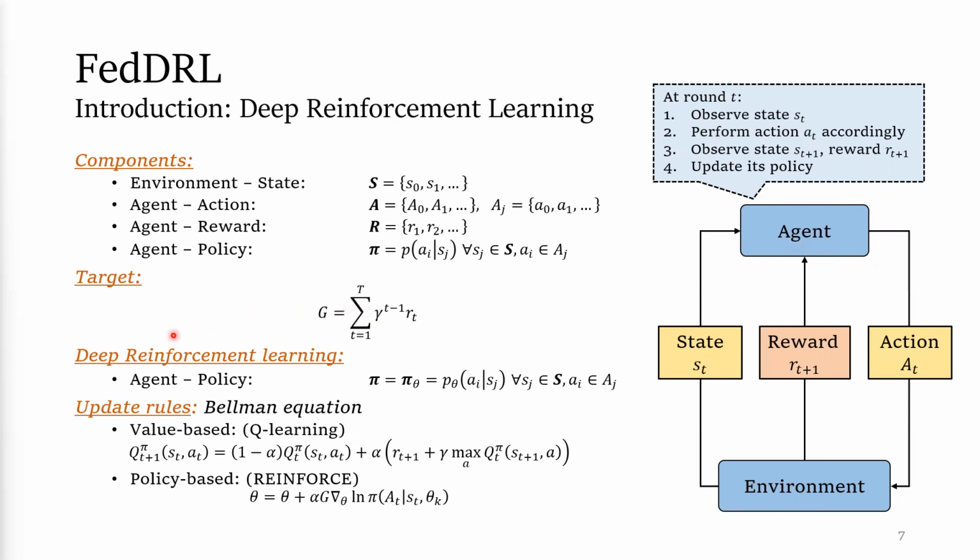The final target of a reinforcement learning agent is to maximize the total return, which is defined as the discounted sum of the rewards. A deep reinforcement learning agent is different from a normal one only in its representations of policy, which is a deep neural network. Other than that, mostly the same.